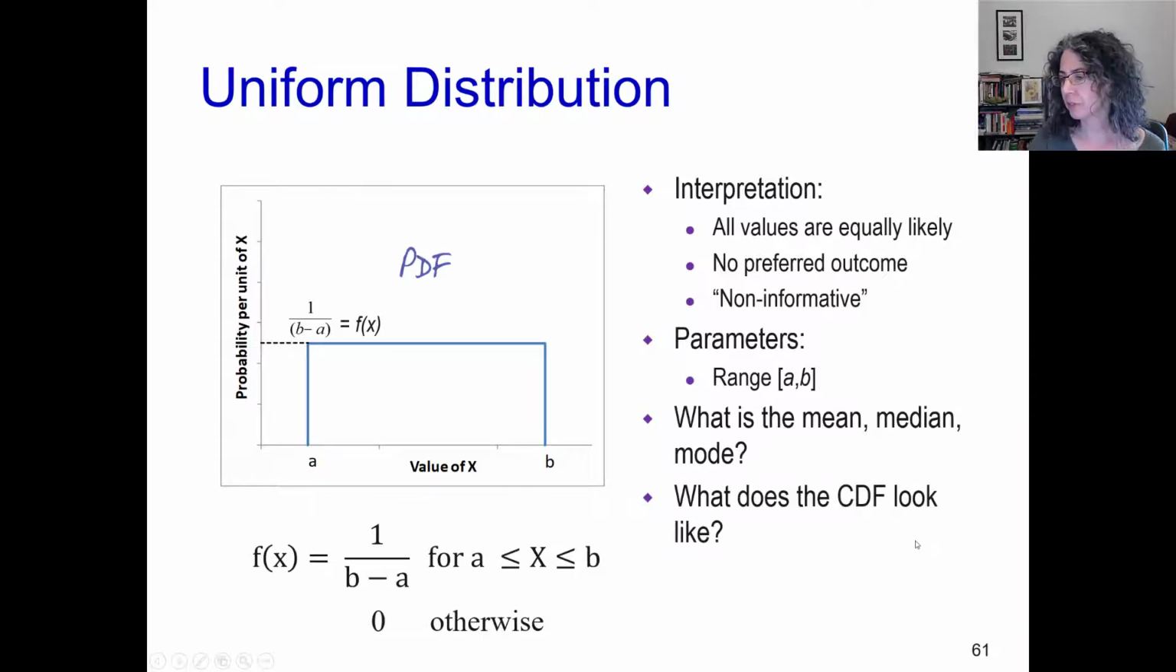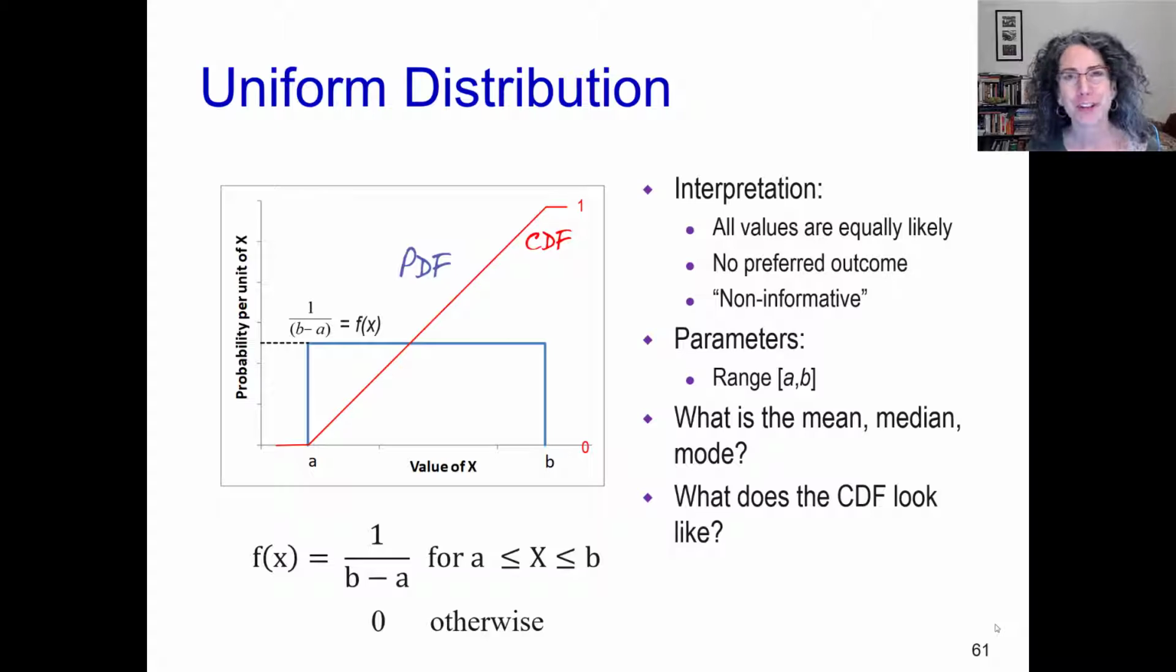What does the CDF look like? Well, if we consider moving across this distribution between A and B and accumulating probability at a constant rate, that will give us a CDF that is 0 below A, a straight line between A and B that reaches 1.0 at B and then stays at that level. So we have our CDF defined on this right axis. All right, so here's the uniform distribution.